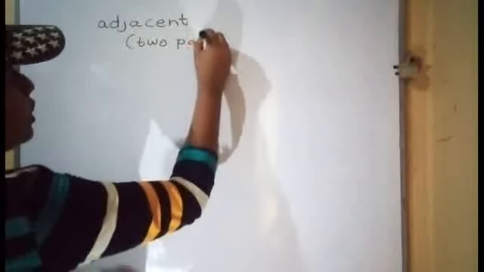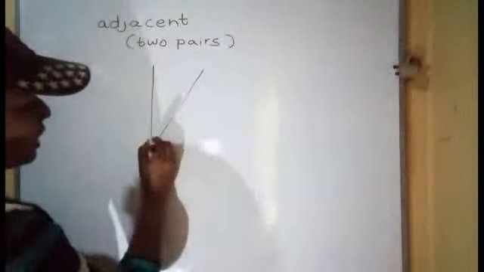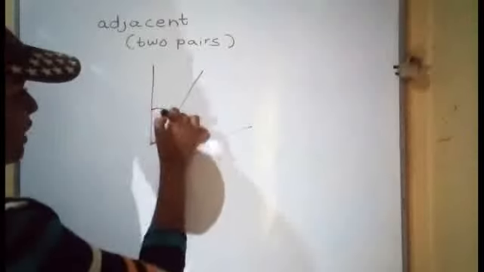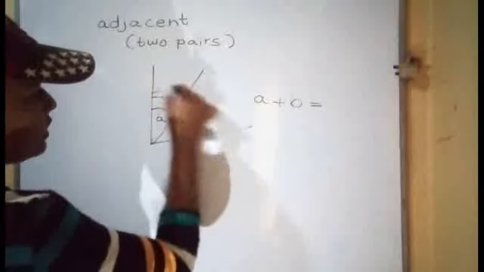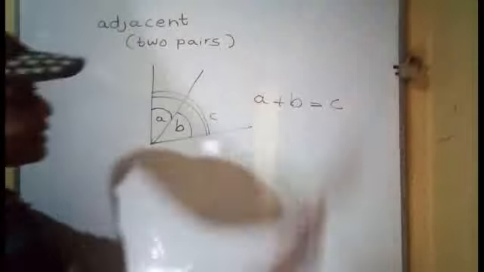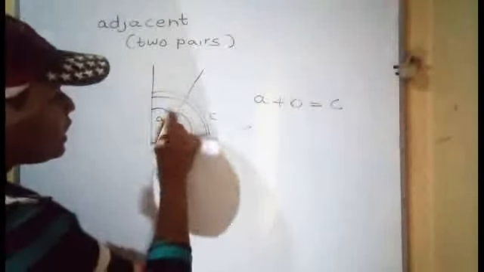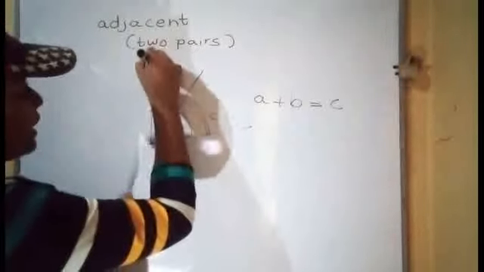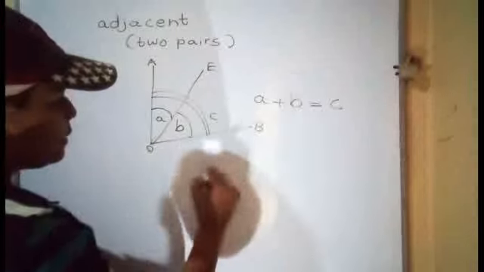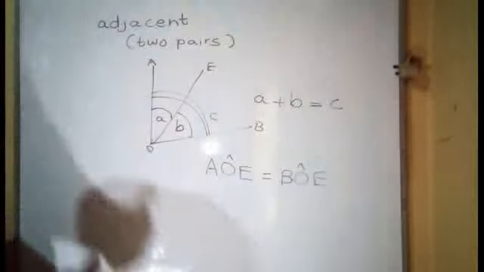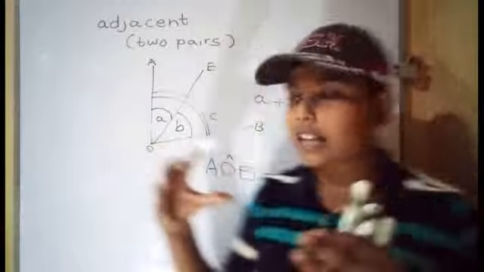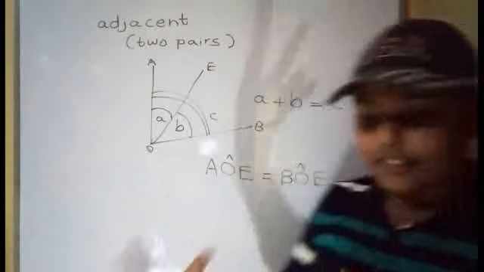Now let's move to the adjacent angles. What does adjacent mean? Adjacent means two angles in a pair, combined like this. This one is A, this one is B. So A plus B equals the whole angle C. This is the equation of adjacent angles. So we get angle AOE plus angle BOE equals the whole angle. The two angles joined with each other are called adjacent angles.